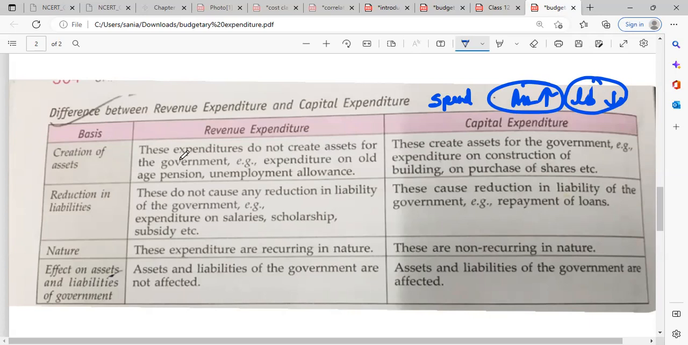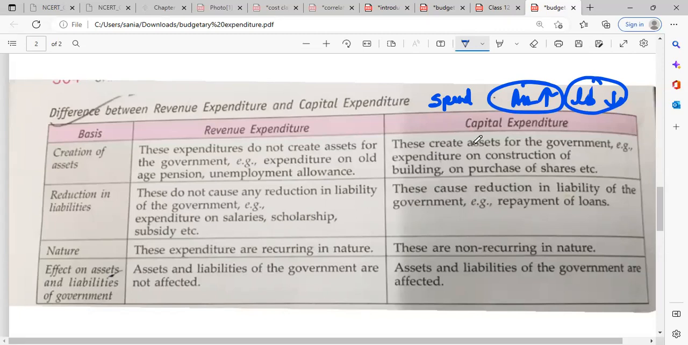It does not create assets for the government. Clear? And it does not cause any reduction in the liability of the government, like salaries, scholarships, subsidies. They are not reducing the liability. And these expenditures are recurring in nature. Every month you have to give the pension, every year you have to give the scholarship, so these are recurring in nature.